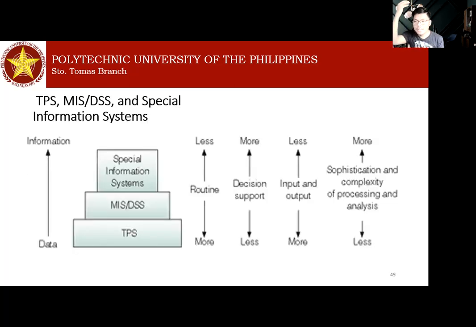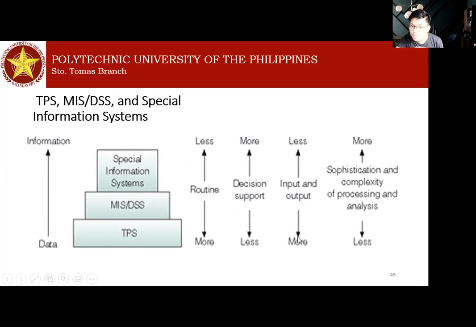So here is a further definition or discussion of the transaction processing system. We have here the TPS on the bottom part. We have here the management information system, the decision support system, and the special information system. If you're going to check the characteristics of the transaction processing system in terms of data, the TPS is the gateway for the input of data to transfer it to our information system and decision support system up to special information system to become information. In terms of routine, in terms of how we are going to use our information system, TPS is more routinary than our other information systems.